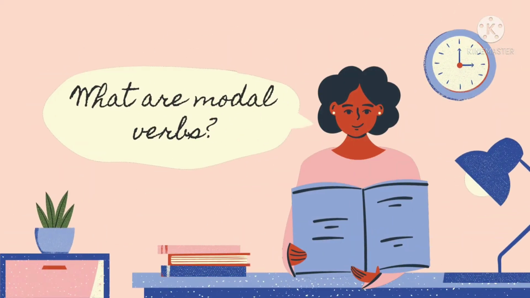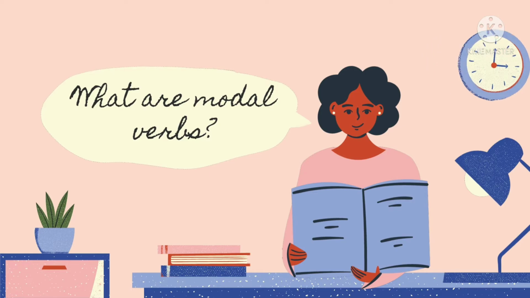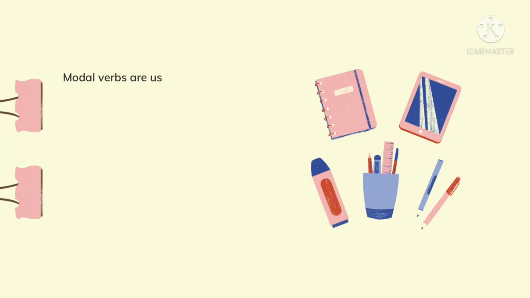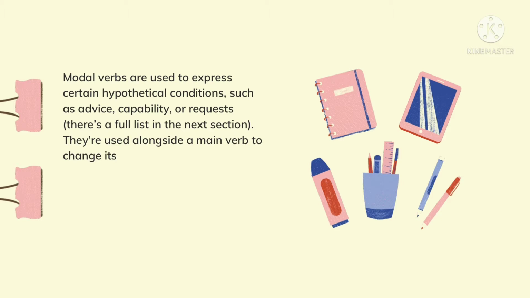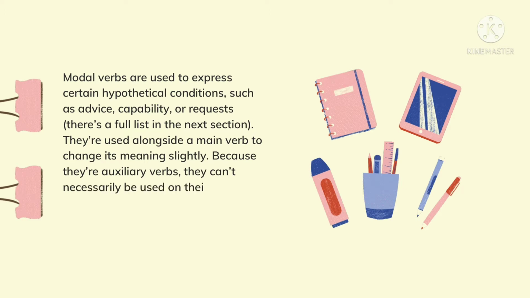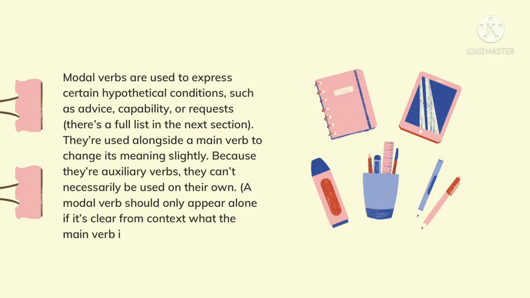What are modal verbs? Modal verbs are used to express certain hypothetical conditions, such as advice, capability, or request. They are used alongside a main verb to change its meaning slightly. Because they are auxiliary verbs, they can't necessarily be used on their own. A modal verb should only appear alone if it's clear from context what the main verb is.